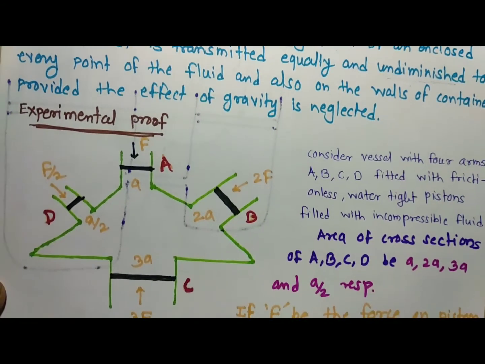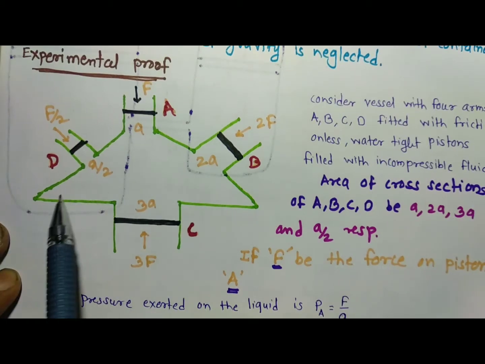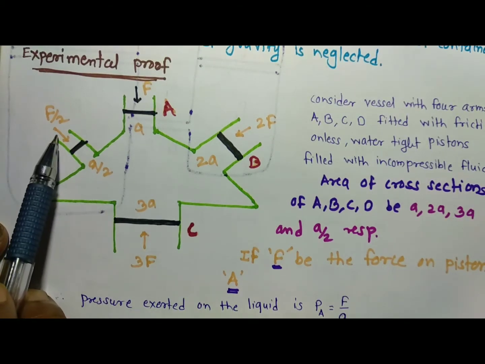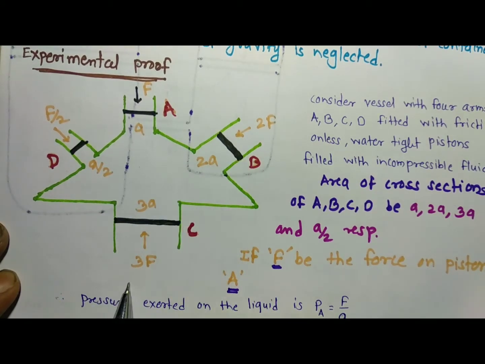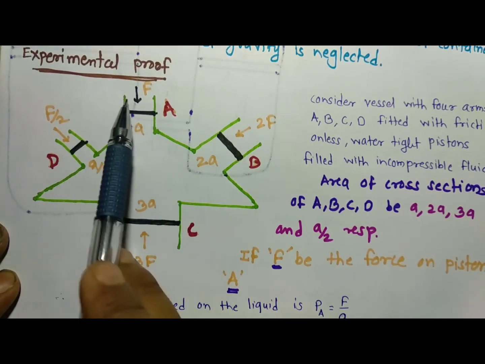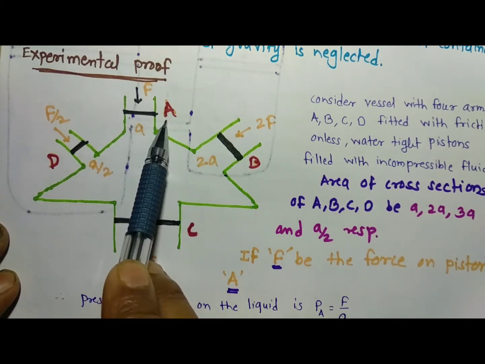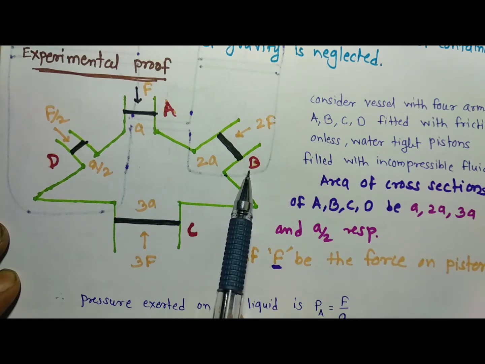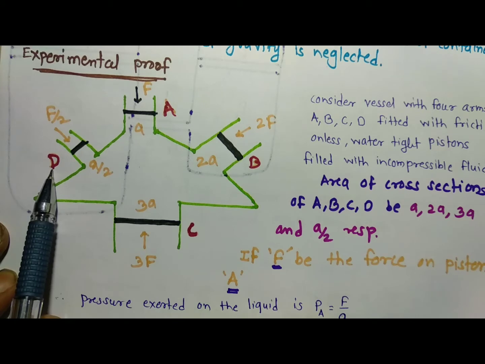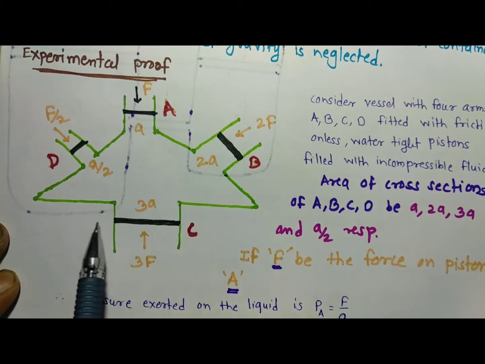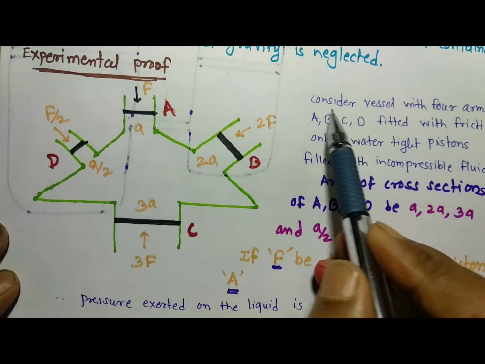For the experimental proof, first of all we have to take a container, and this container has 4 outlets. One outlet is here, one here, one here, and one here. That means 4 outlets at 4 places. Let us consider the first outlet at point A, the second outlet at point B, the third outlet at point C, and the fourth outlet at point D. And those outlets have different cross-sectional areas.